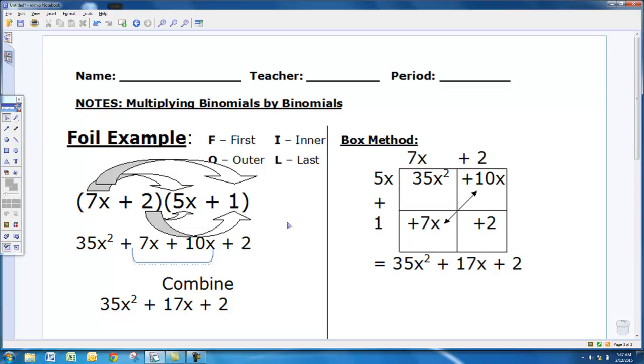I'm going to be showing you two different methods for multiplying binomials, and I want you to try both of them, and then you can choose for the assignment whatever one you're comfortable with. The first one is called the FOIL method. It's called FOIL for F stands for first, O stands for outer, I stands for inner, and L stands for last. That's the order that we do our multiplication in. It's like we're distributing two different times.